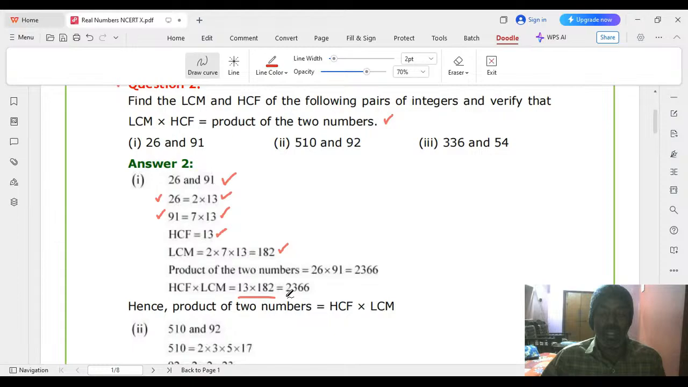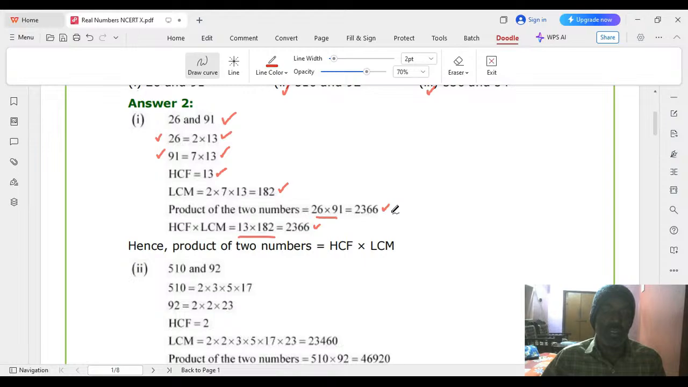So this is 2366. Now we find the product of these two numbers. So 26 into 91 equals 2366. So this is verified. LCM into HCF equals the product of the numbers is verified. Similarly, we can solve the second question of question number 2 and the third sub question of question number 2. Let's see question number 3.